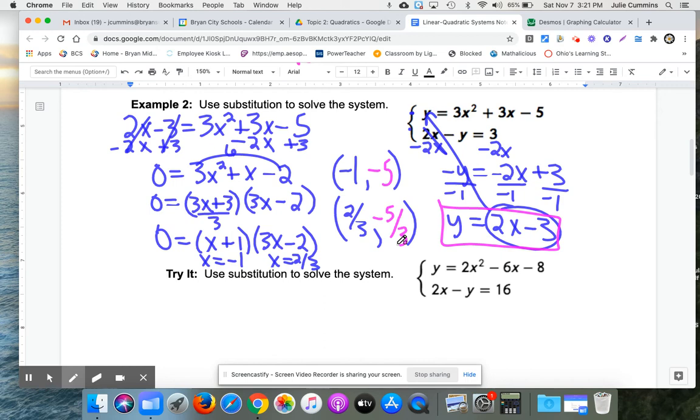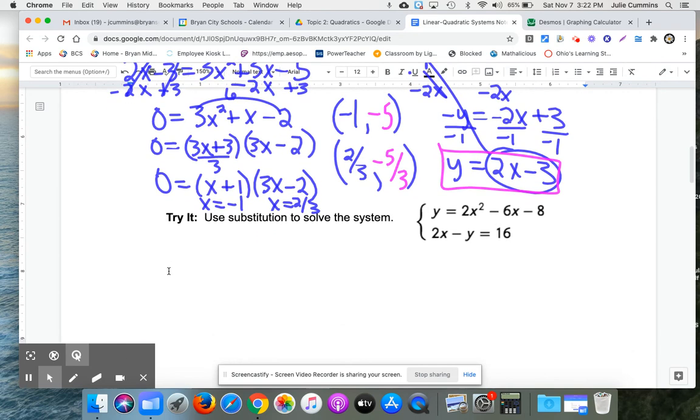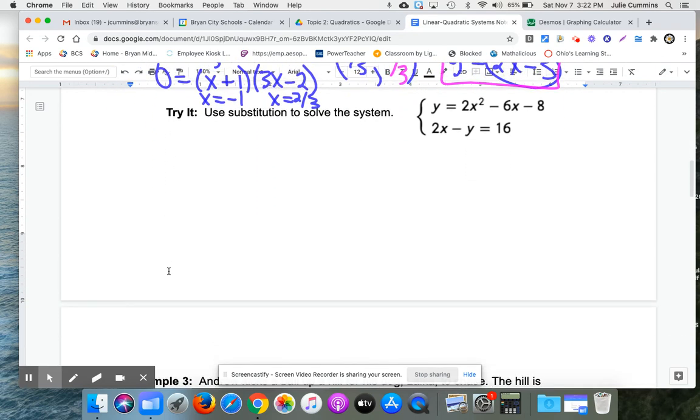All right. If you would like, you could pause the video here, try it on your own, and then just come back and watch it if you want to see if your solution is correct. I will walk you all the way through this one. So we're going to do the same thing here. We're going to use substitution to solve.